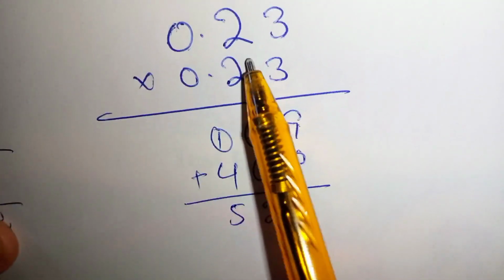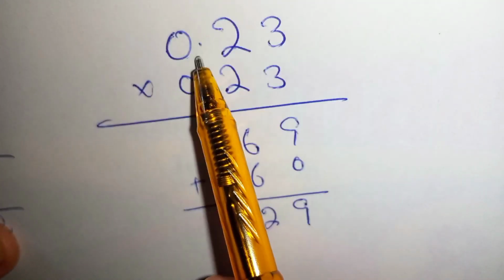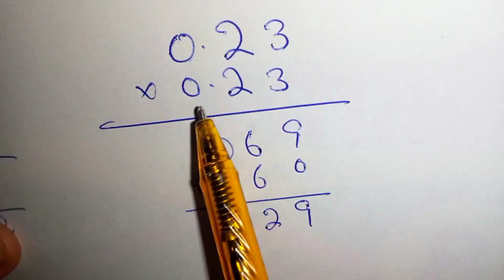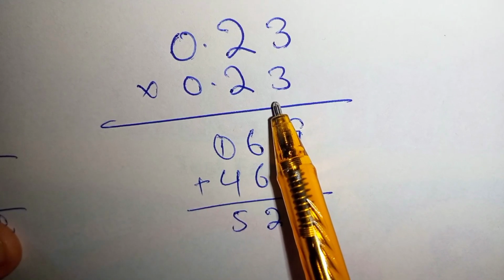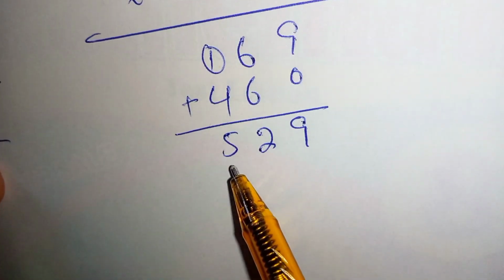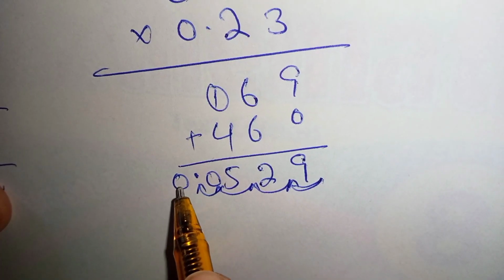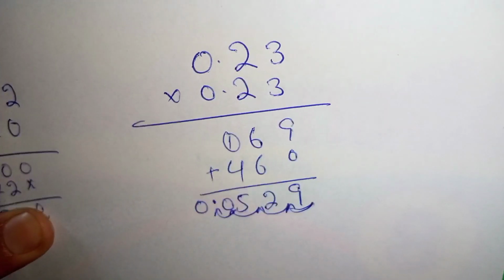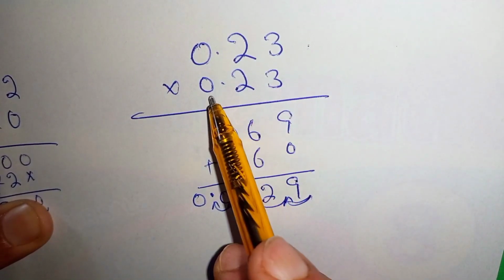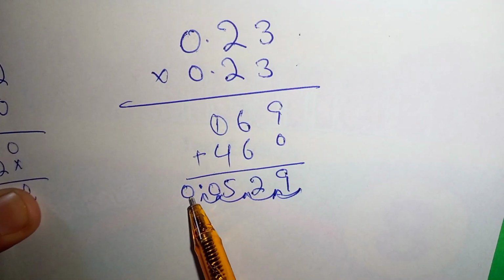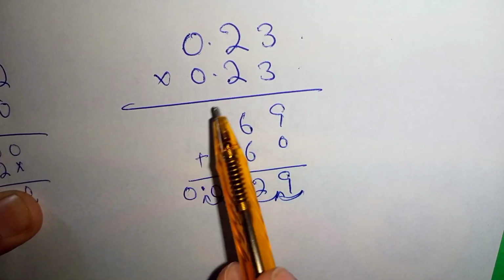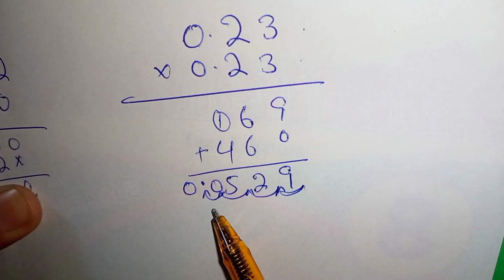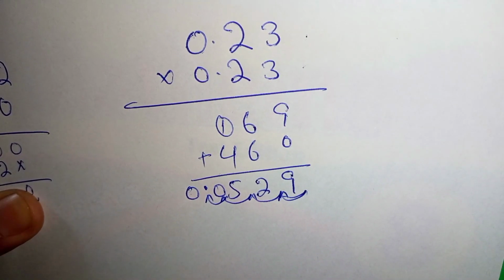But here we see that there are 4 decimal places, meaning in the first number there are 2 decimal places, and in the second number there are also 2 decimal places. So the answer should be 0.0529. So when we multiply 0.23 with 0.23, the answer should be 0.0529, because in the question there are 4 decimal places collectively, so the answer should have 4 decimal places.